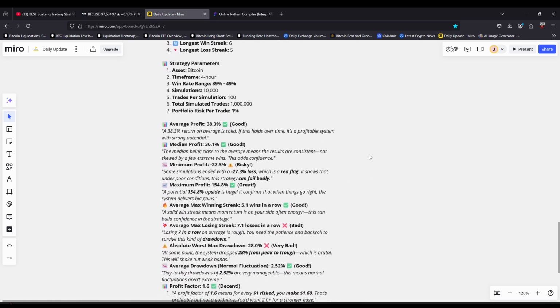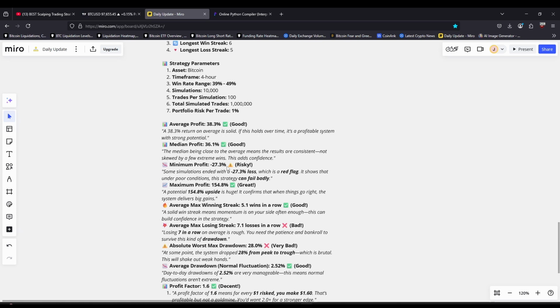The average profit, good, 38.3%. You know, can't complain about that. Solid average, and you know, if you're making that money, you're very happy. The good thing here is the median profit is very similar to the average, so there are no massive outliers in this trading system. It's very close. This is what we want to see. It's more consistent.